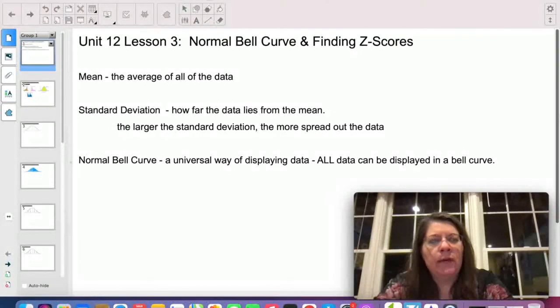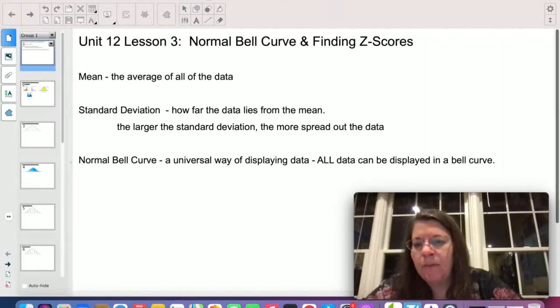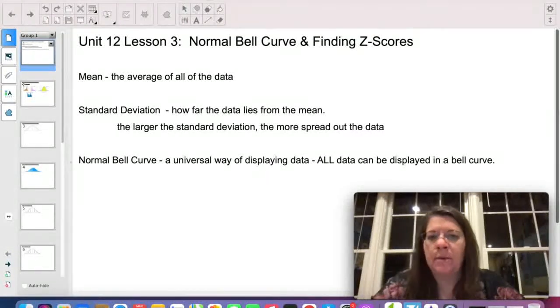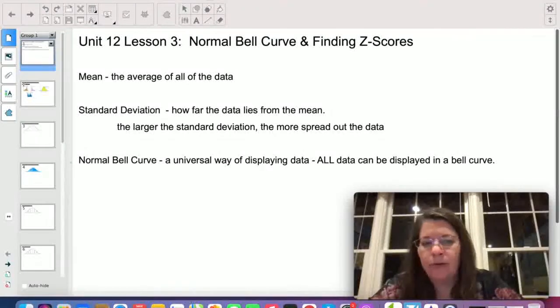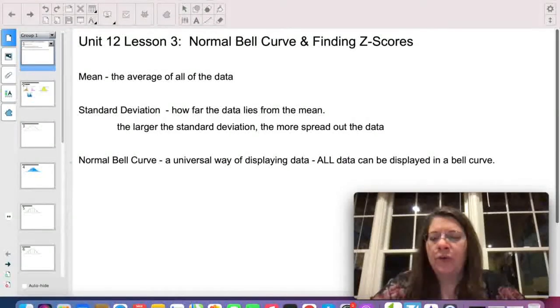If you ever hear that the data has been normally distributed, what they're talking about is something called a normal bell curve. A real good example of this would be test scores, or if in your family you have a baby and the doctor says the baby is in the 50th percentile or the 70th percentile for a certain thing. They're talking about a bell curve.